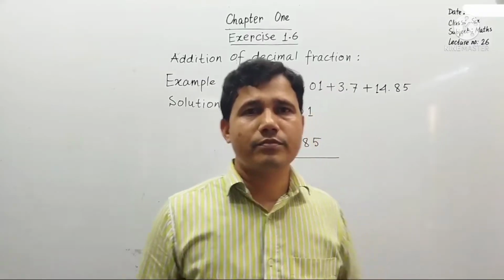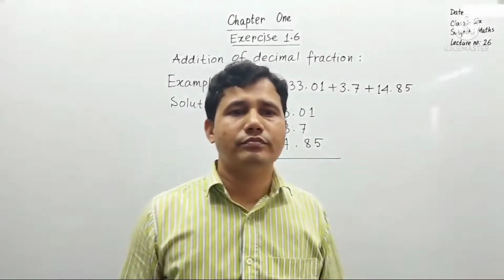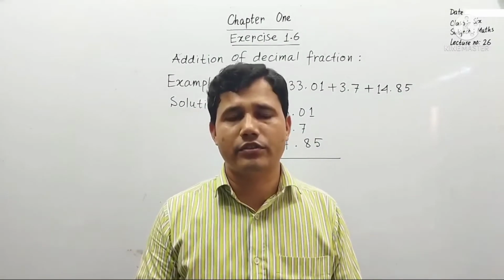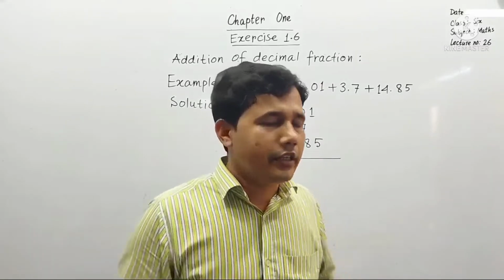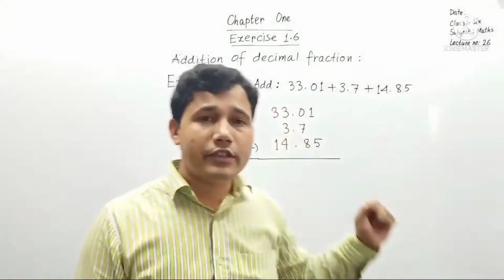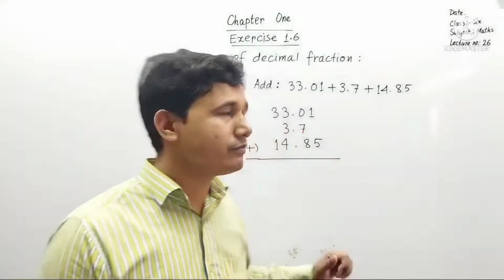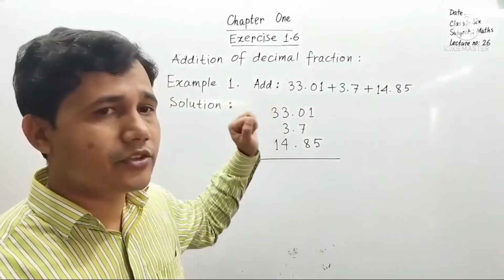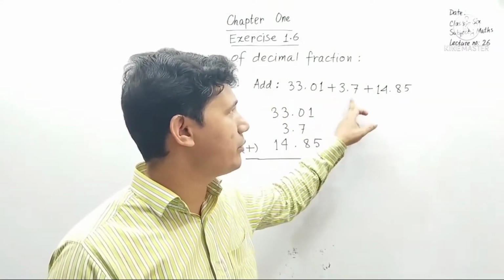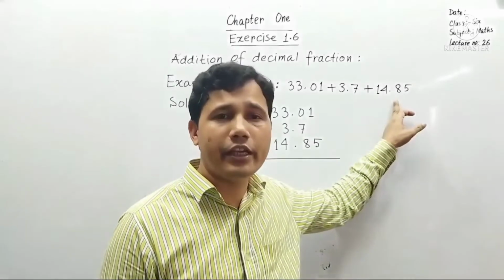My dear students, now you will learn addition of decimal fractions. Here, example 1. At first we will learn from the examples. Add 33.01 plus 3.7 plus 14.85.